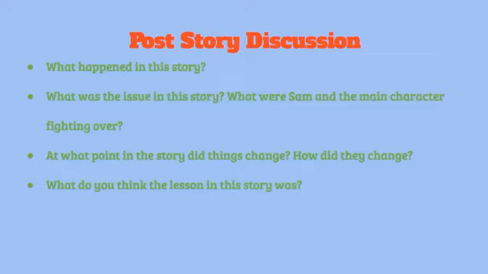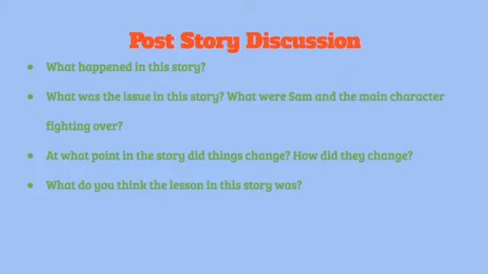So after the story, I would have a discussion with the kids in which I would ask what happened in the story. What was the issue in this story? What were Sam and the main character fighting over? At what point in the story did things change? How did things change? What do you think the lesson in the story was? And I would ask these questions just so that the kids could come up with what exactly the conflict, the climax, and the themes were.